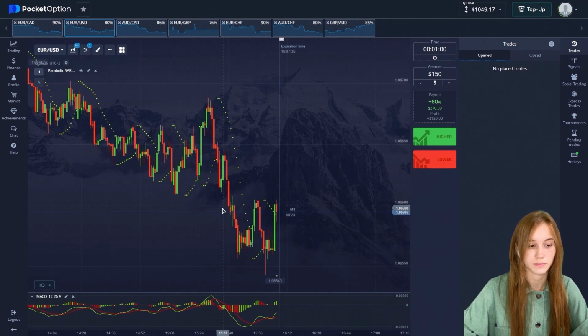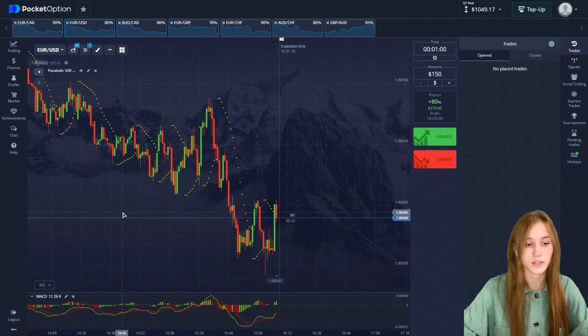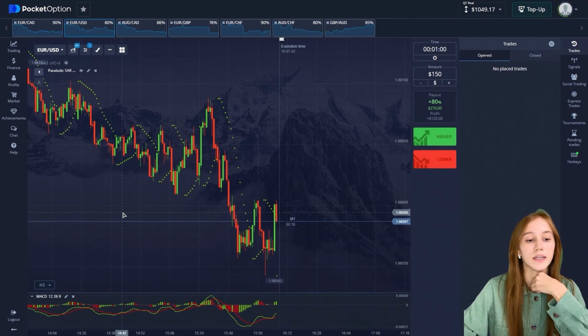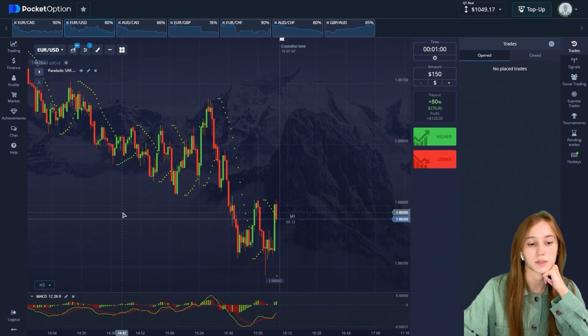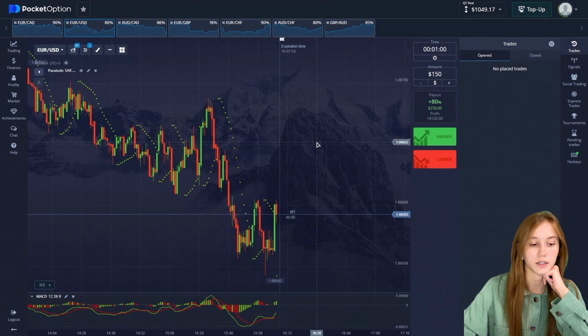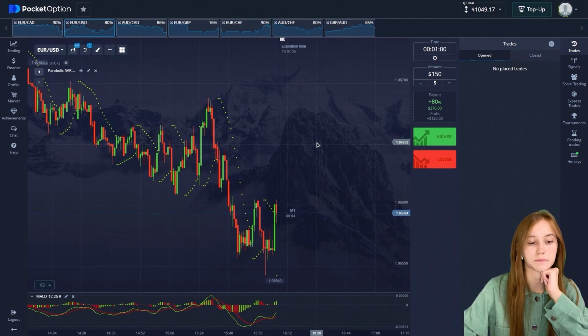Let's finish our trading session for today and summarize it. We increased our balance. It was the beginning balance. The starting balance was $10, and now it's more than $1,000. It's good.